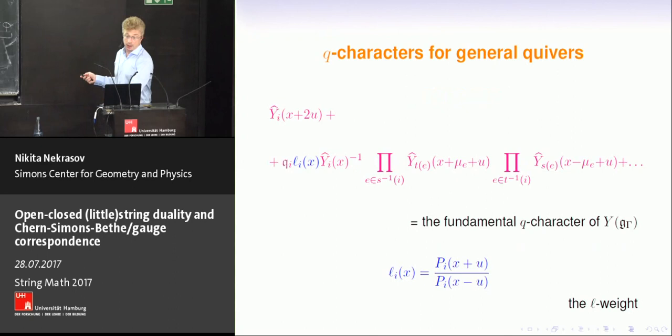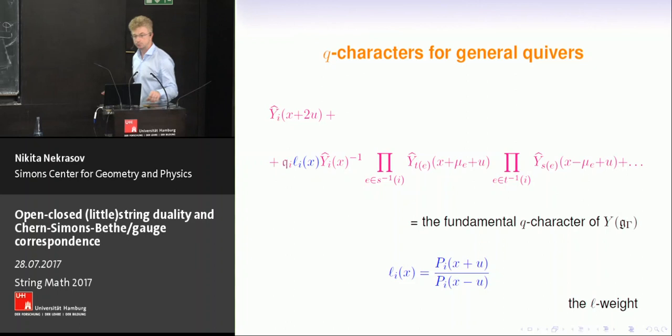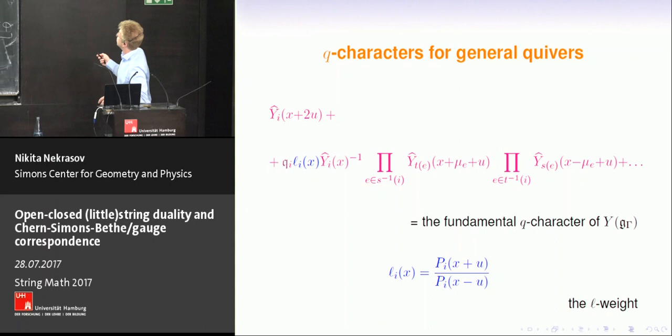Now you can define these Q-characters algebraically for general quivers. So the universal formula, the first two terms are: for each vertex of a quiver, you start with this generalized eigenvalue Y hat, and then there is something like the multiplicative version of Weyl reflection applied to it, and then you sort of average over the Weyl group, which in fact is a braid version of the Weyl group. That gives you an element of the Yangian of the corresponding Lie algebra built on the quiver gamma, which generates the maximal commutative subalgebra of the non-commutative Yangian algebra.